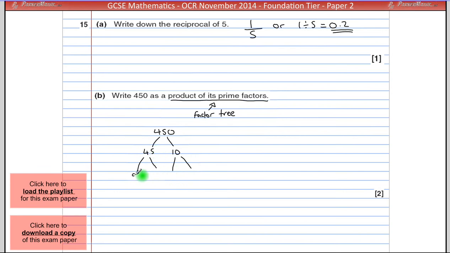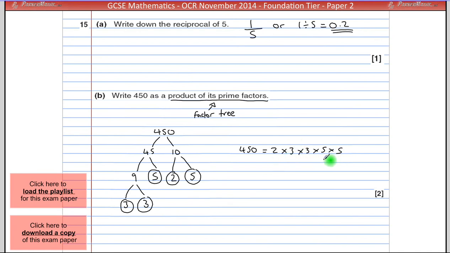45, I can get that by doing 9 times 5. 10 I can get by doing 2 times 5. Now 2 is prime, 5 is prime, so I'll circle them. 9 isn't prime, I can split 9 into 3 times 3, and then 3's a prime. So my answer, 450, equals 2 times 3 times 3 times 5 times 5.